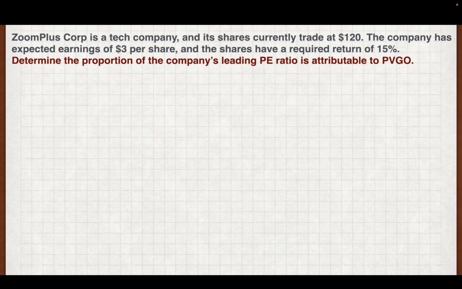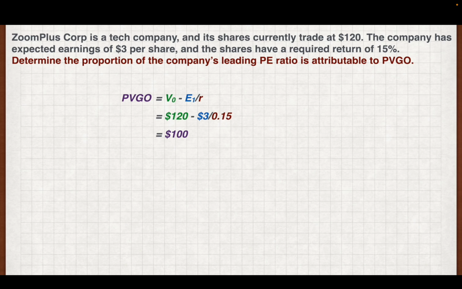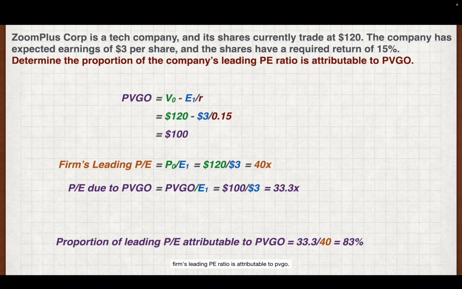And we're back. First, let's calculate the PVGO, which is the value of the company minus E1 over R. This gives us a PVGO of $100. Based on the stock's current price, the PE ratio is 40 times. And the PE attributable to PVGO is 33.3 times. As such, 83% of the firm's leading PE ratio is attributable to PVGO.